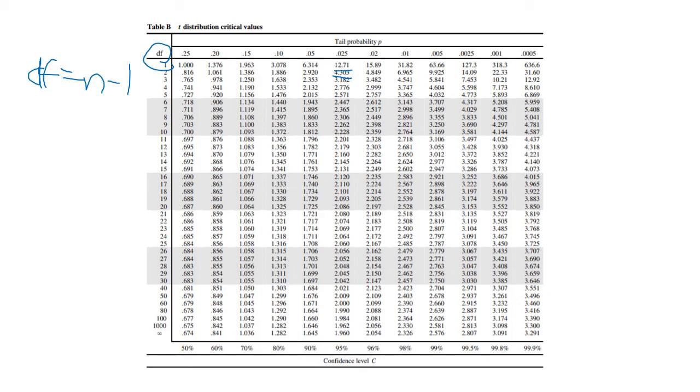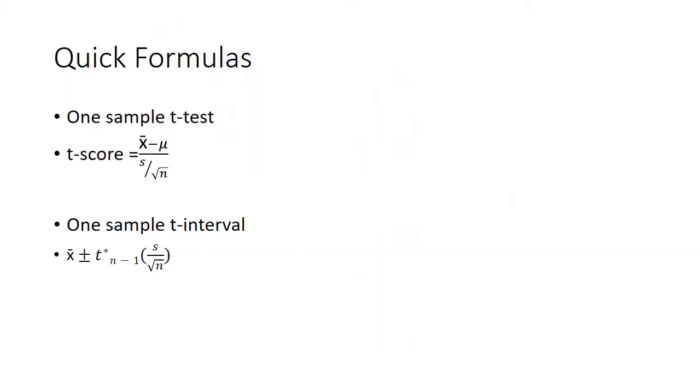All right, on to some quick formulas and then on to the examples. A 1-sample t-test: your t-score is going to be x bar minus mu over s over square root of n. So x bar is the mean from the sample, mu is the mean from the null hypothesis, and s is the standard deviation from the sample.